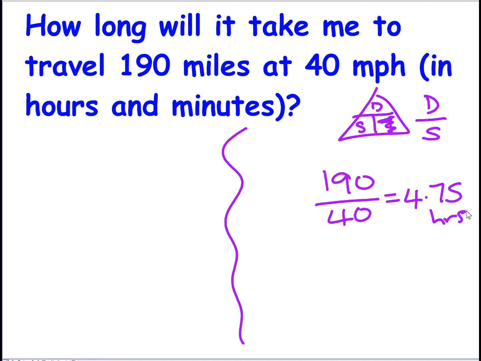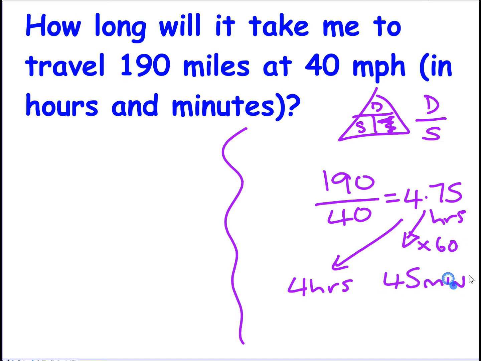We don't talk like that in the real world. We don't say the journey took me 4.75 hours. We have 4 hours and then the 0.75, so we've got a decimal and we're coming out of a decimal, so we multiply it by 60. We end up with 45 minutes.